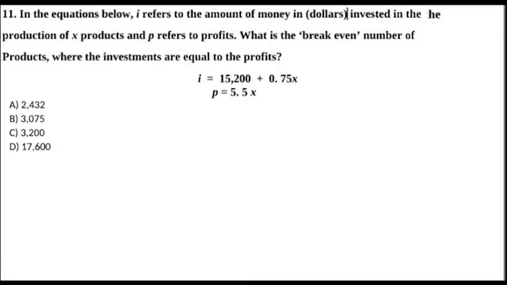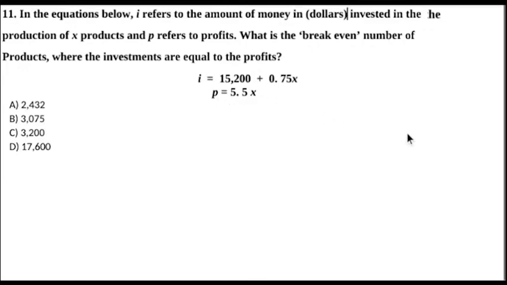Question 11. In the equations below, I refers to the amount of money in dollars invested in the production of X products and P refers to the profits. What is the break-even number of products where the investments are equal to the profits? So we have two equations below. First equation, I is equal to 15,200 plus 0.75x is the investment and P is the profit.